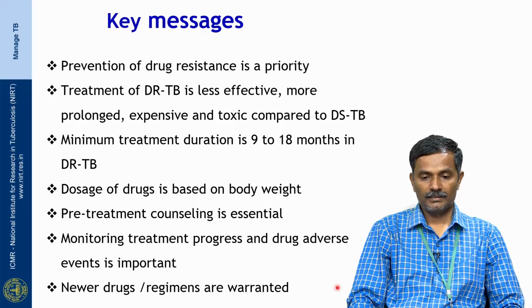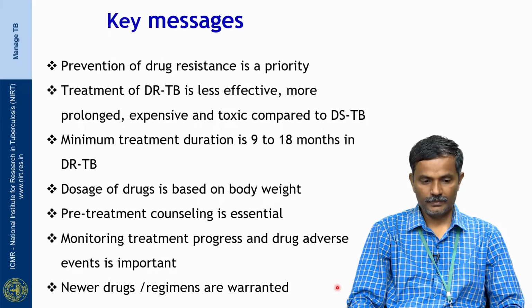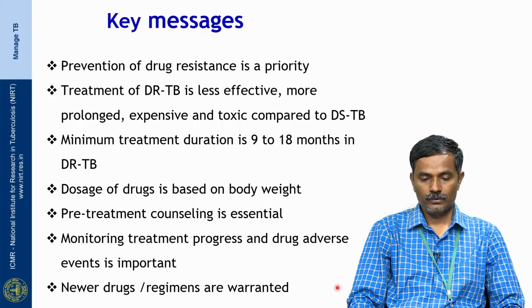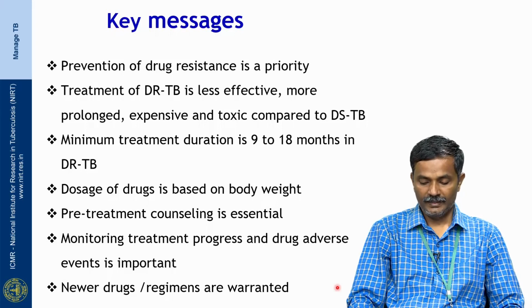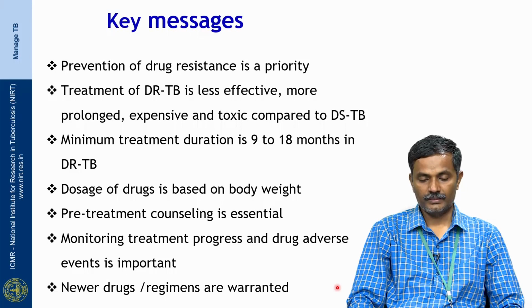Treatment of DRTB is less effective, more prolonged, expensive, and toxic compared to DSTB. So, the minimum duration of treatment is 9 to 18 months. The dosage of drugs is based on body weight. Pre-treatment counseling plays a major role. Monitoring treatment progress and drug adverse reactions is also important. So, we need many more newer drugs and newer shorter regimens for the benefit of patients and society.